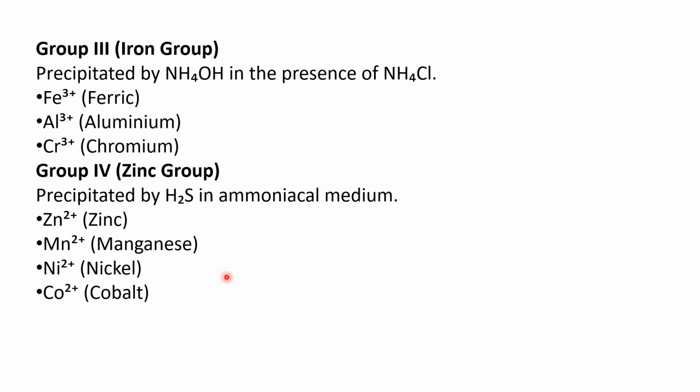Then coming to group 3, that is called the iron group. Here the group reagent is solid ammonium chloride and ammonium hydroxide. Precipitates appear in the form of hydroxide. Here you have ferric, aluminium and chromium. Then coming to group 4, where the reagent is hydrogen sulfide gas in alkaline medium. Here also group precipitates are formed in the form of sulfide. Here we have zinc, manganese, nickel, cobalt.